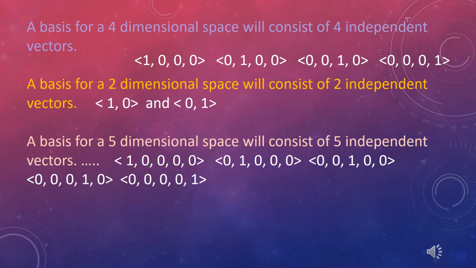Same thing with R5. I need 5 independent vectors. The standard unit vectors work, but any 5 vectors in R5 will create any other point in R5, as long as the vectors are independent.